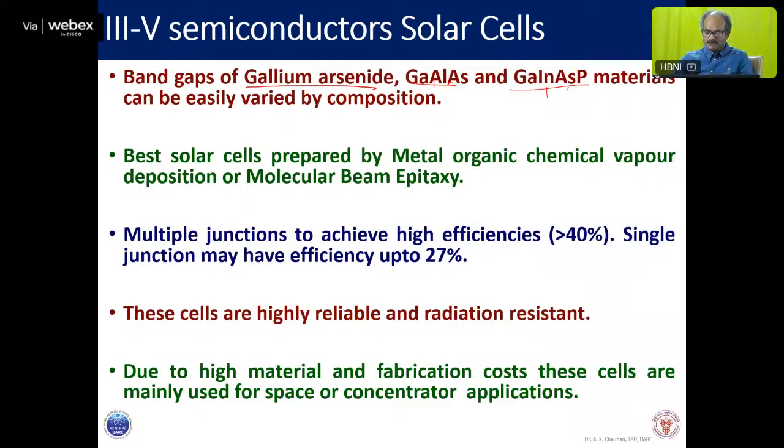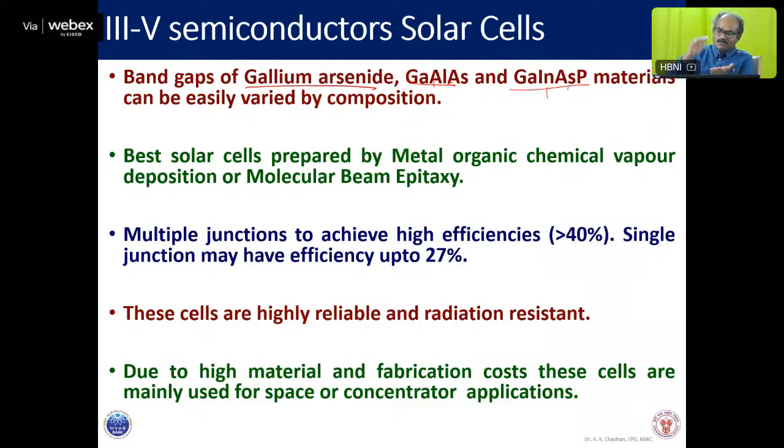What are multiple junctions? You have one independent solar cell, and you have another independent solar cell above that. In a similar way, you can have many solar cells. You put one solar cell, then another, and then another, and join the electrical output of all these solar cells in series. And so you can enhance the output.